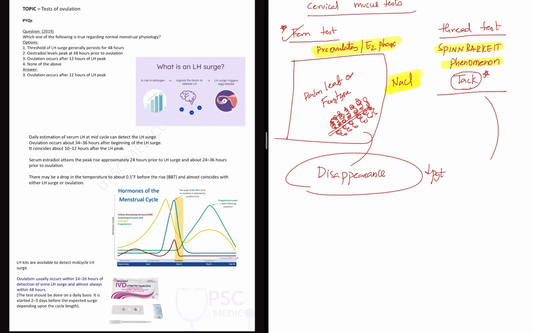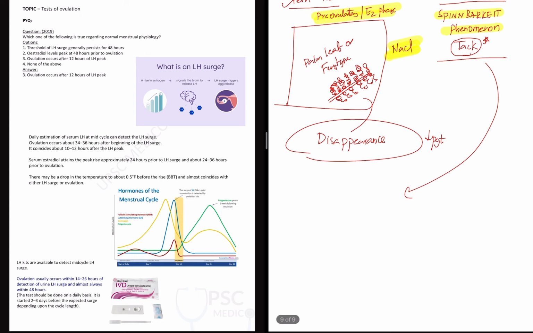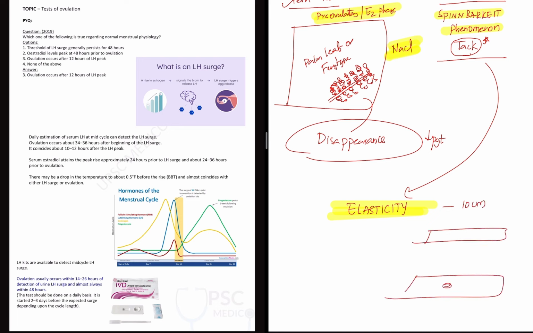So the next is the Spinnbarkeit phenomenon or tacking. See, when you collect ovulation mucus, it has a property called elasticity. So I could say cervical mucus is elastic. Okay, when you try to stretch it, it can withstand a stretch of 10 centimeters. If you take two glass slides, drop the mucus and stretch it, because of the elasticity there is a thread-like activity. It becomes like a thread. Up to 10 centimeters you can stretch the mucus.